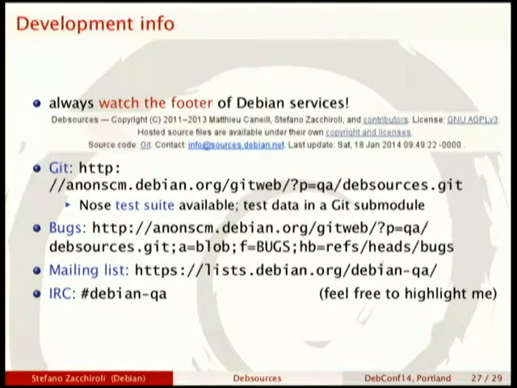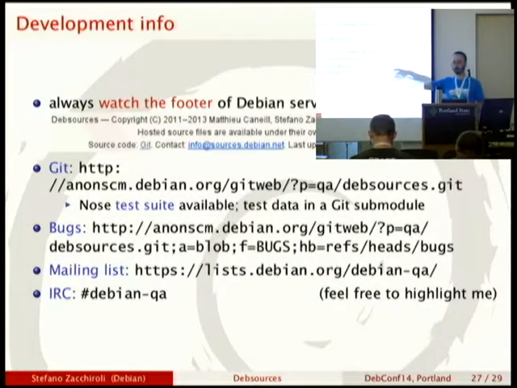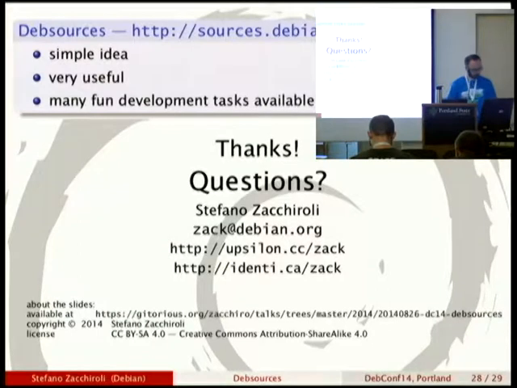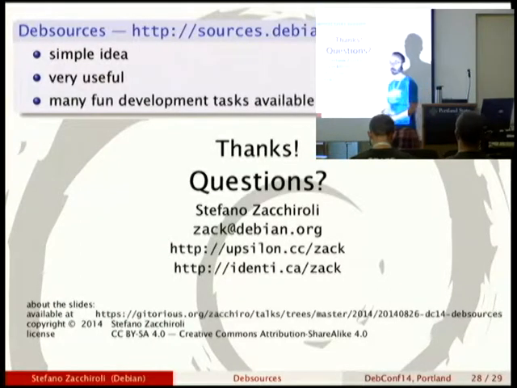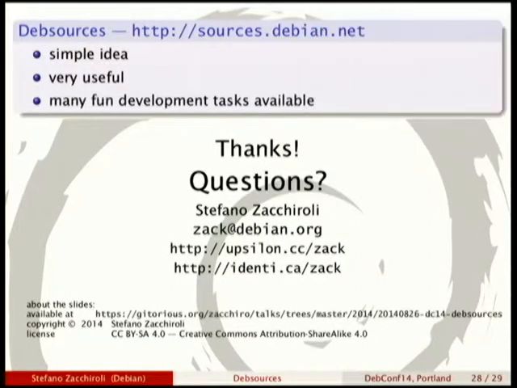You will find a pointer to the list of bugs. Then there is an about page with more information, and the place to discuss this in terms of development is the Debian QA list, so just show up there, or the Debian QA IRC channel. Feel free to highlight me. I'm Zack, the "zack" on the channel, if you have a specific question about Debsources. So to summarize, Debsources seems to be a very simple idea, yet very useful. And there are quite a few fun development tasks in case you want to participate. Thanks.